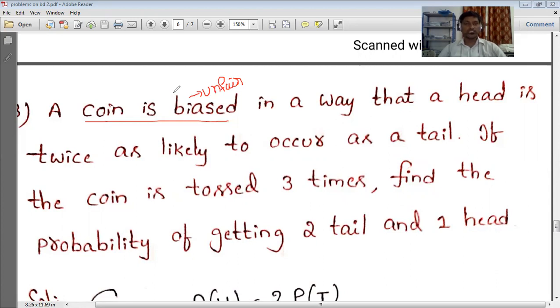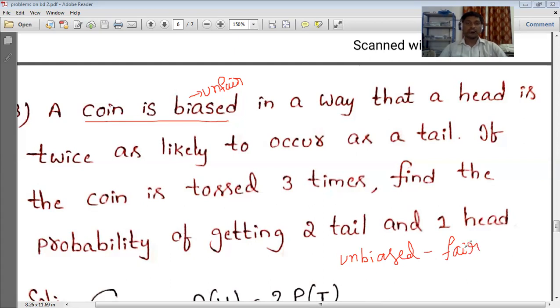Unbiased is nothing but fair, so it has equal possibility. If I toss a coin, the probability of getting a head is the same as the probability of getting a tail. That is unbiased. So keep in mind these two words, biased and unbiased. Biased is unfair, unbiased is fair.